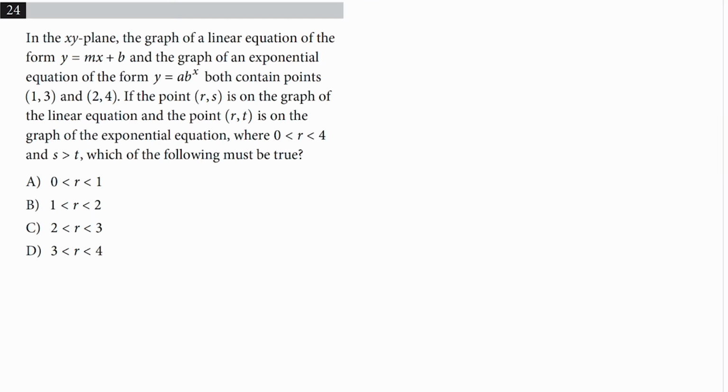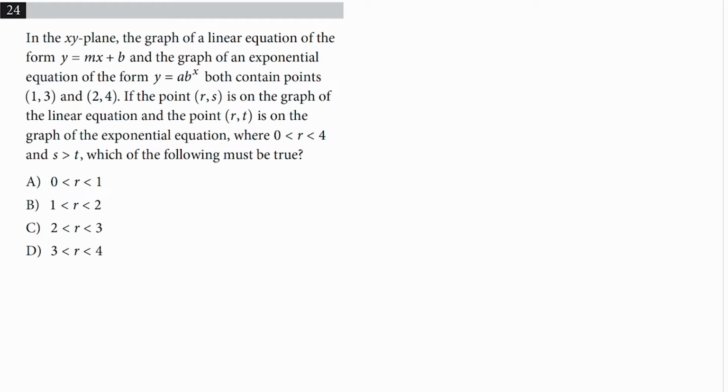In the xy plane, the graph of a linear equation of the form y is equal to mx plus b and the graph of an exponential equation of the form y is equal to a b to the x both contain points (1, 3) and (2, 4). If the point (r, s) is on the graph of the linear equation and the point (r, t) is on the graph of the exponential equation, where r is greater than 0 but less than 4 and s is greater than t, which of the following must be true?